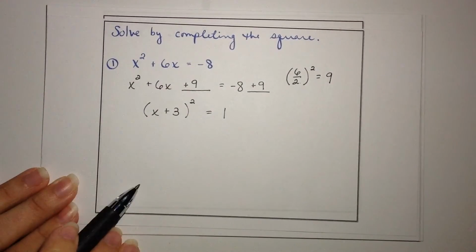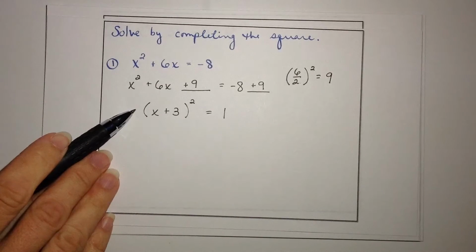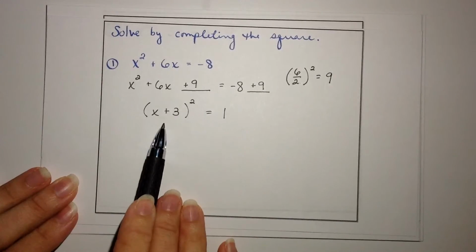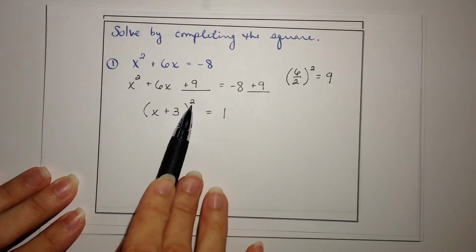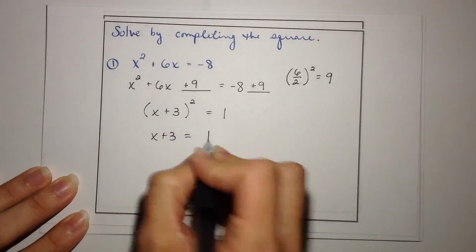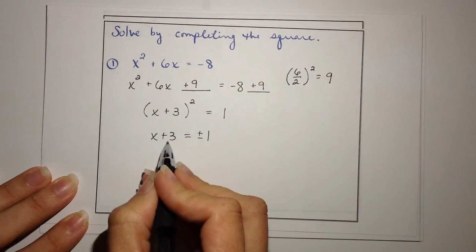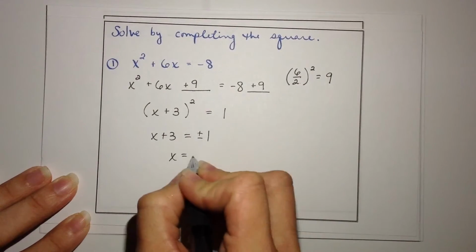Now from here down, you're actually going to use a method that we've already talked about, which is taking the square root of both sides. So you take the square root of this side, since it's a parenthesis squared, so we have x plus 3. Of course, square root of 1 is just 1. Don't forget your plus minus. And last, you need to subtract the 3.